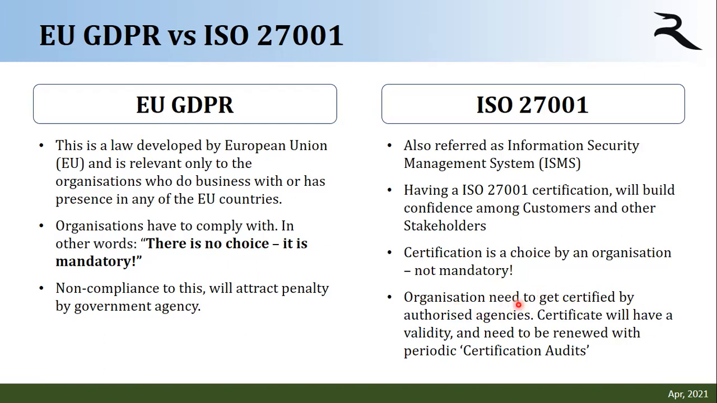And yes, when it comes to ISO certification, you have to get certified through some authorized agencies who are accredited by the ISO organization. And then you have to go through this process of annual renewal audits and things like that. But anyway, those are all administrative points. Essentially, GDPR is a law, you have to comply with that. There is no choice. ISO is a standard. It will increase your credibility in the eyes of the customers, but it is a choice.